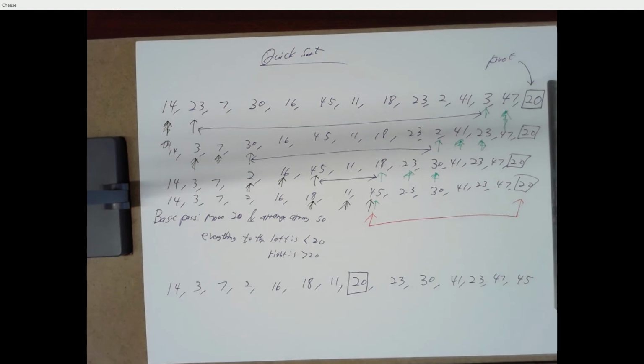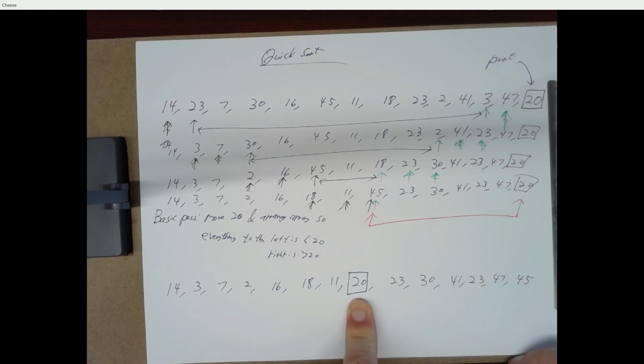Okay, what the heck have we done? Because this is certainly not a sorted array, right? But everything to the left of 20 is smaller than 20. Everything to the right is bigger than 20. What does that tell us about this number 20? It's in the right spot. This is where it's going to end up when the entire array is sorted.